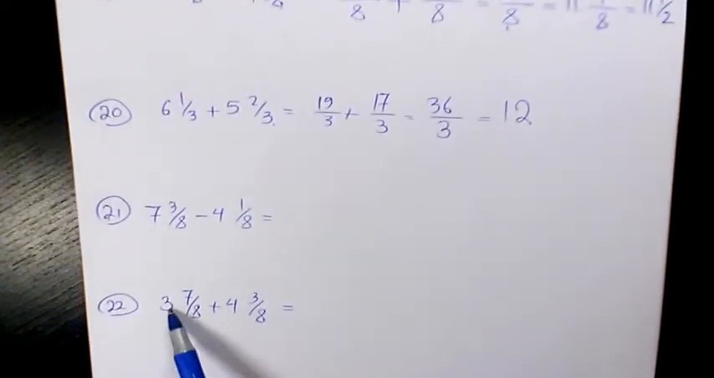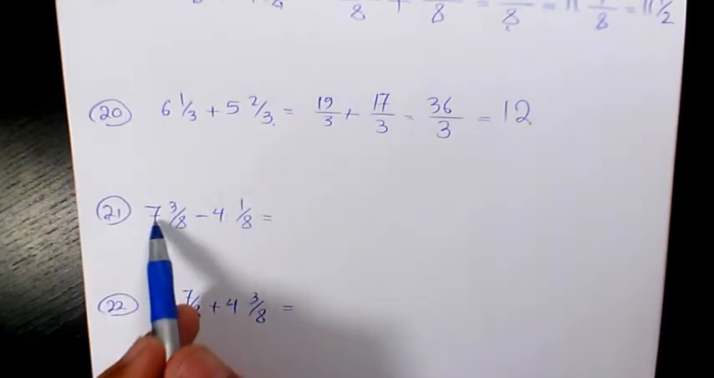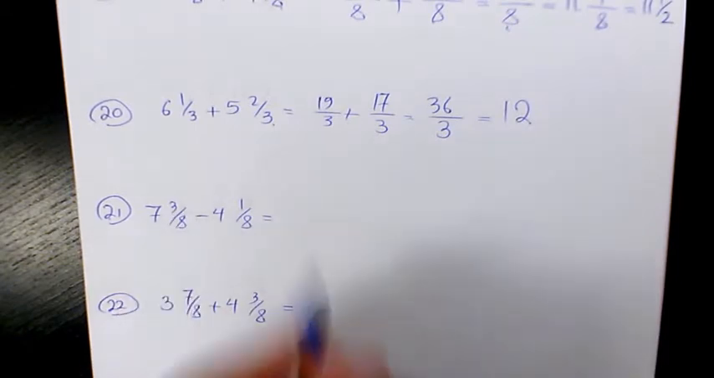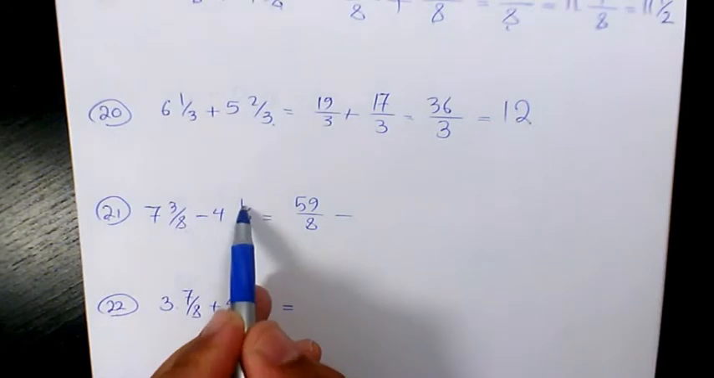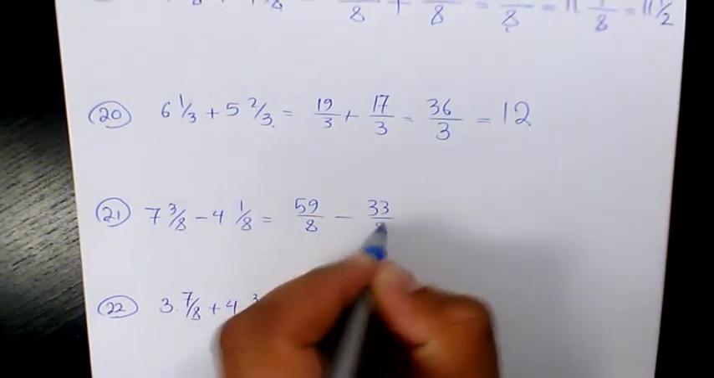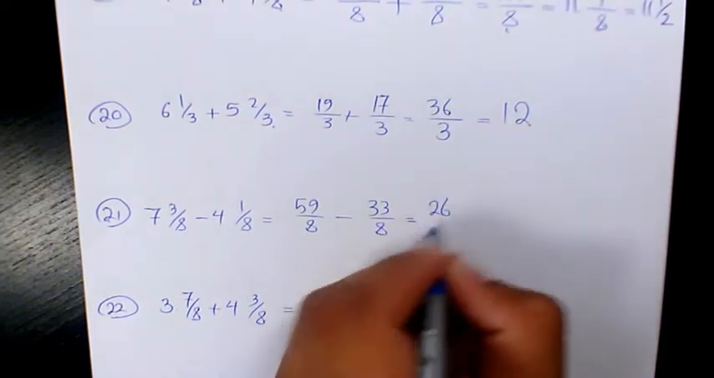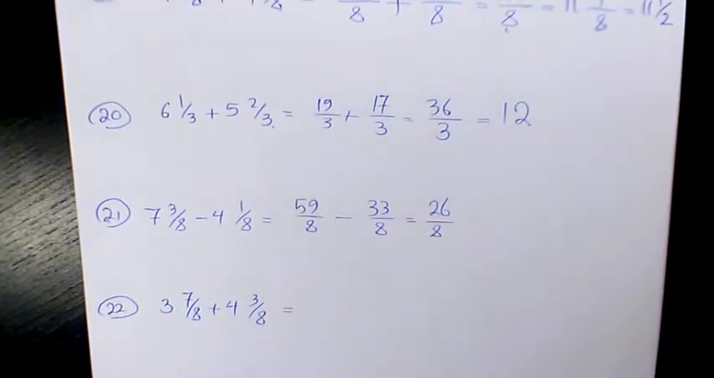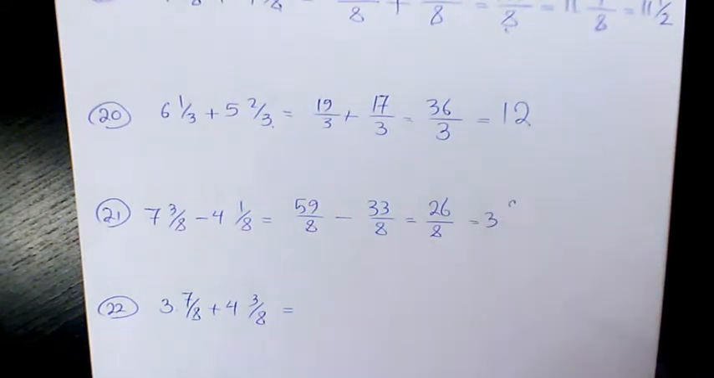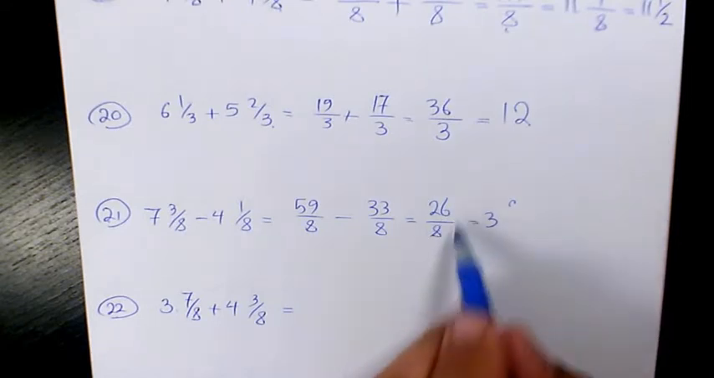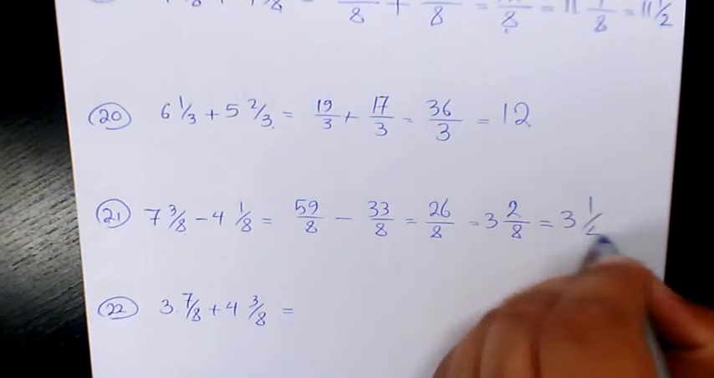7 3/8 minus 4 1/8. So 7 times 8, 56 plus 3, 59 over 8 minus 4 times 8, 32 plus 1, 33 over 8. So 59 minus 33 is going to be 26 over 8. 26 divided by 8 is going to be 3. 3 times 8, 24. 26 minus 24 is 2. So that's going to be 3 1/4.